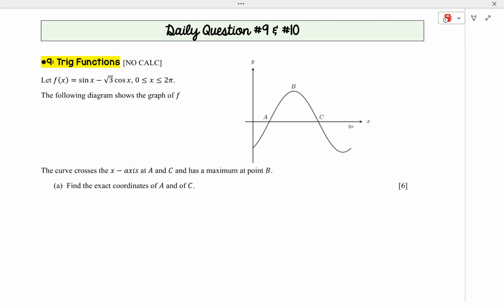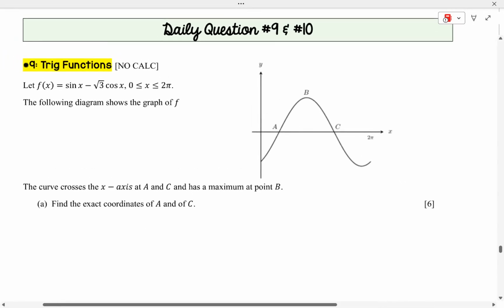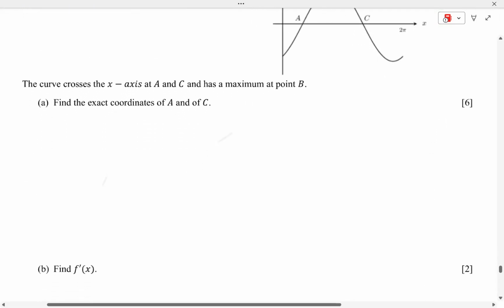All right. Let's look at daily question number 9. We're just doing number 9. 10 is integrals. It says let f of x equal sine x minus rad 3 cosine x from 0 to 2 pi. The following diagram shows a graph of f. The curve crosses the x-axis at A and C and has a maximum at point B. Find the exact coordinates of A and C. It looks like A and C are the zeros, so let's use that to find out what they are.